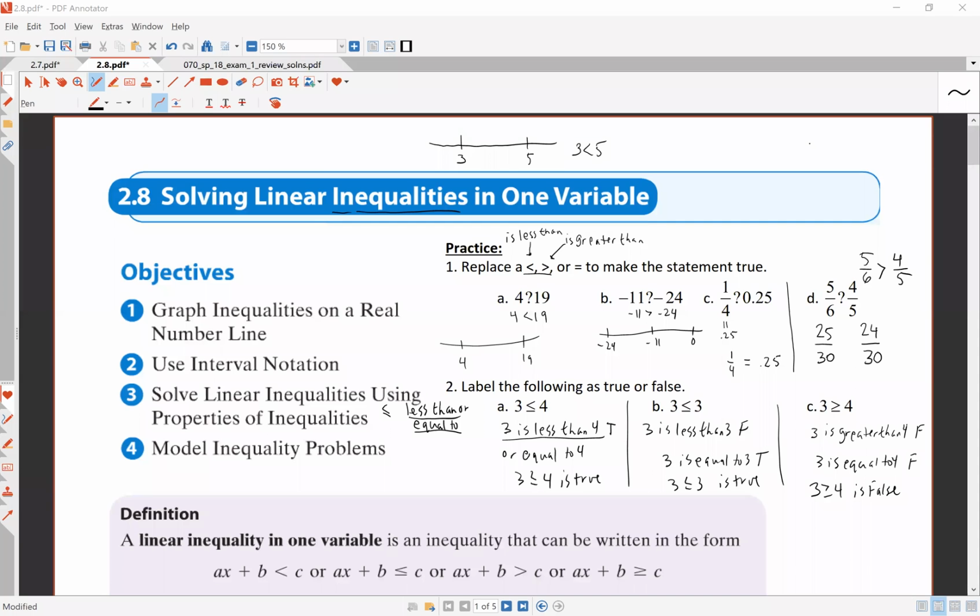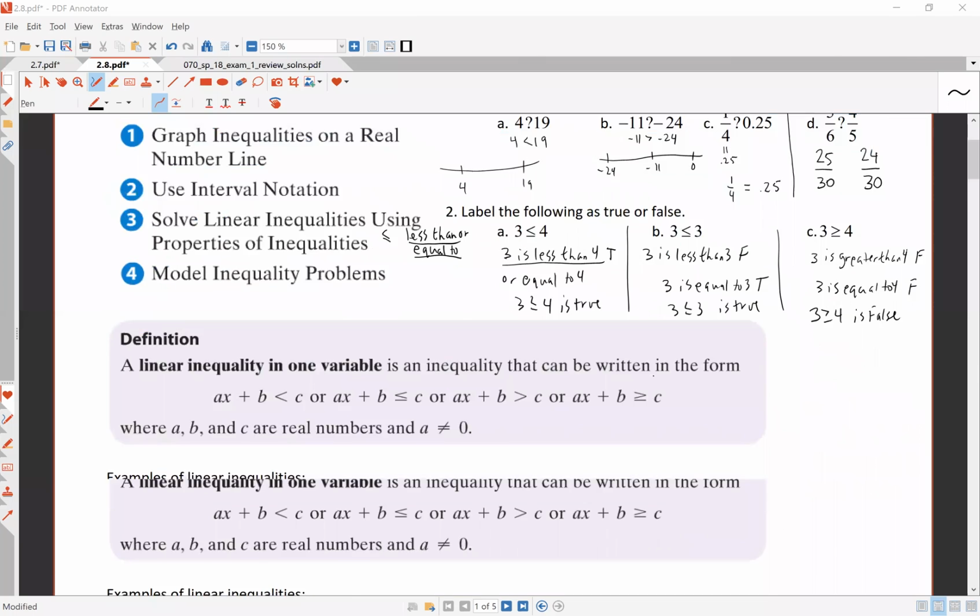This video covers 2.8, solving linear inequalities in one variable. Objective 3, solve linear inequalities using properties of inequalities.